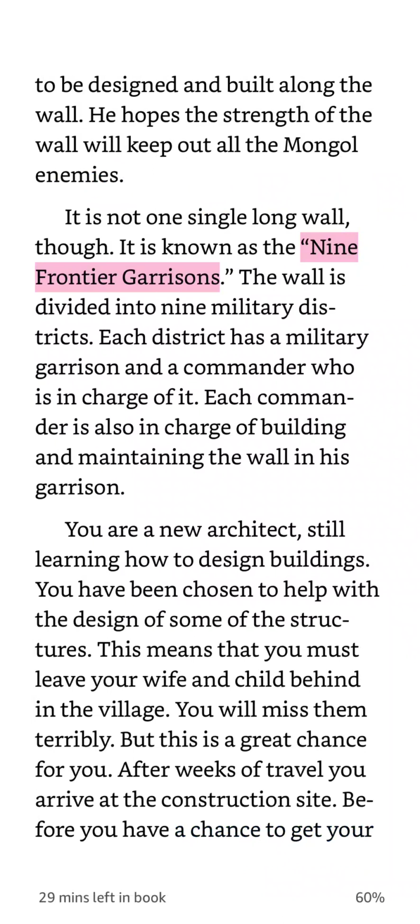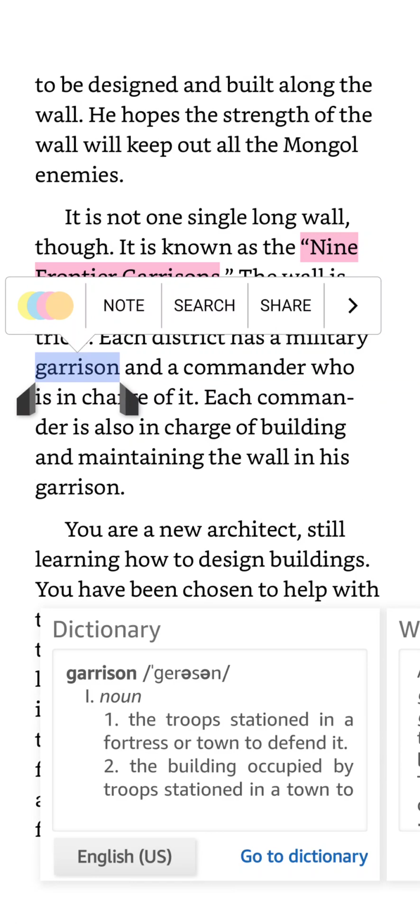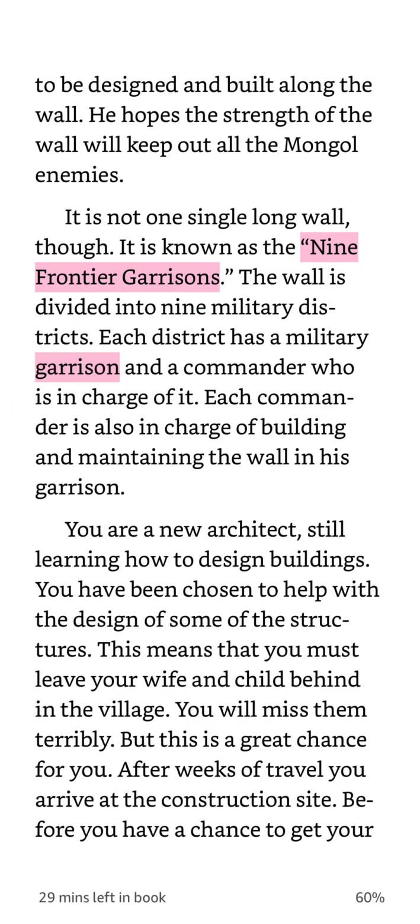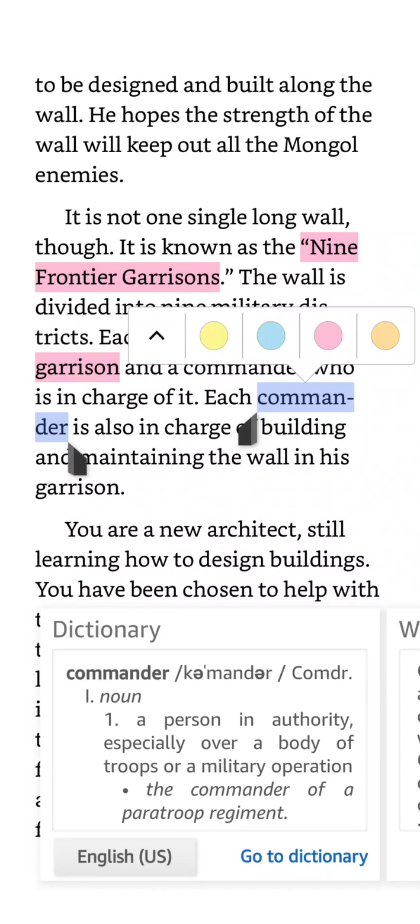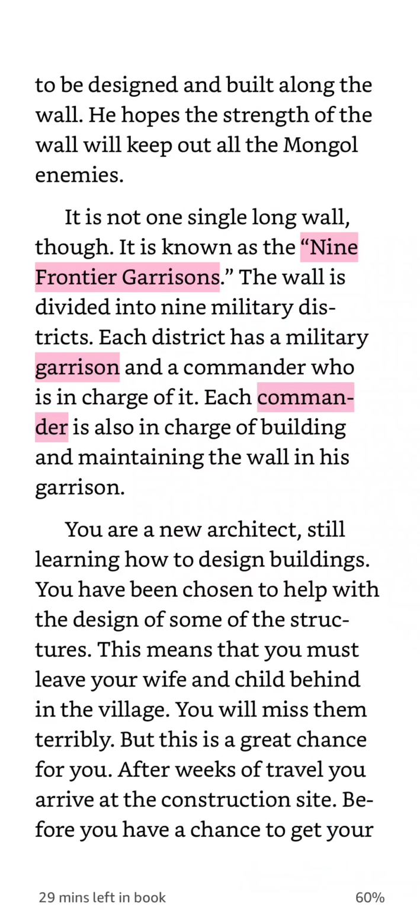The wall is divided into 9 military districts. Each district has a military garrison and a commander who is in charge of it. Each commander is also in charge of building and maintaining the wall in his garrison. So, what is a garrison? And who is the commander in charge?